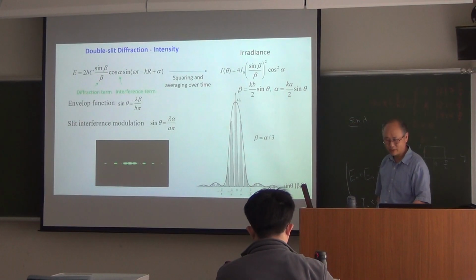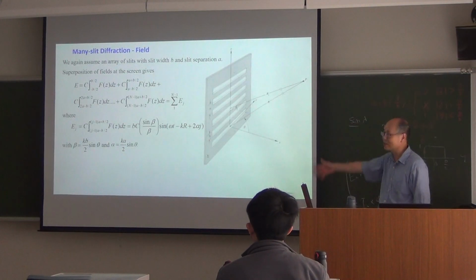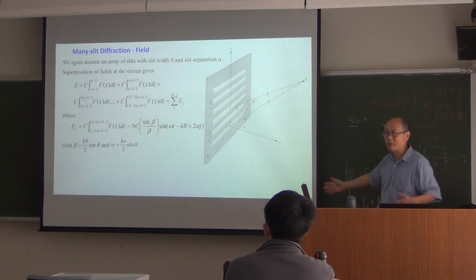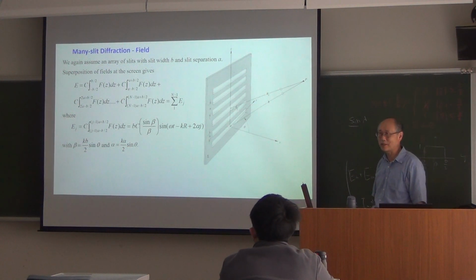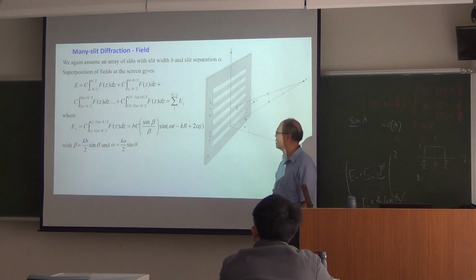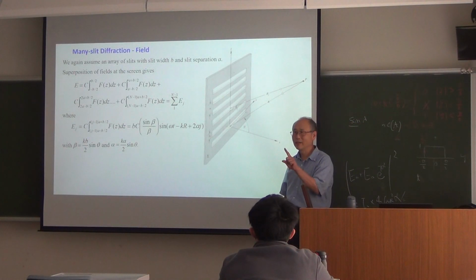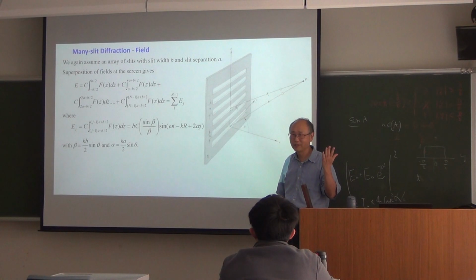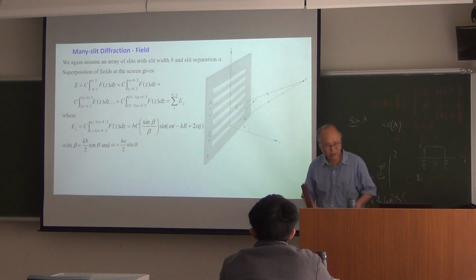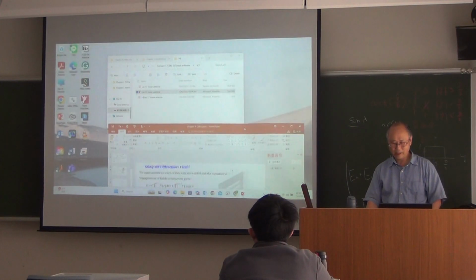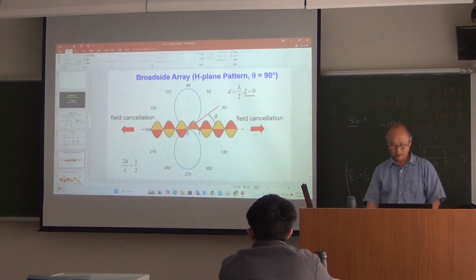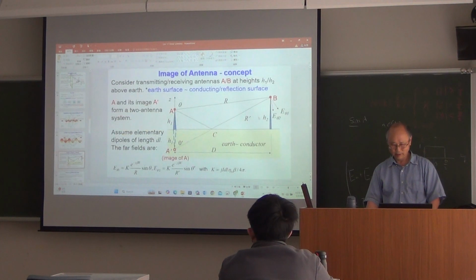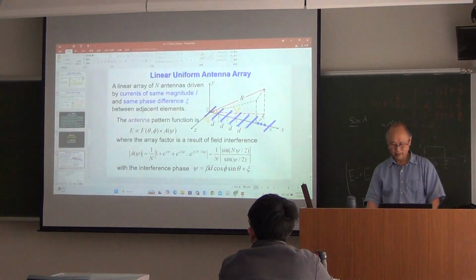Now we could increase the number of slits to many slits. Why not? The same calculation, the same concept. The calculation is a little bit more complicated. But then you will again be expecting one element factor and the other interference factor, the array factor. The same as the antenna calculation. So if we go back to the antenna class, then let's go to antenna array.